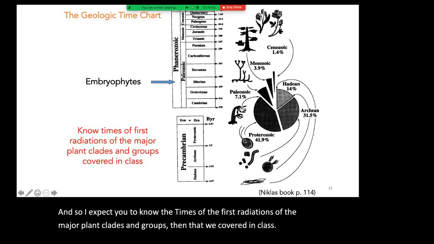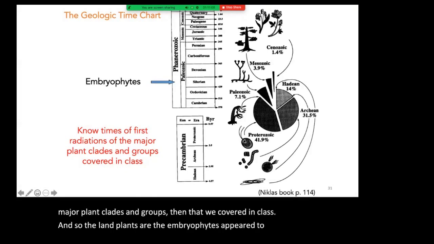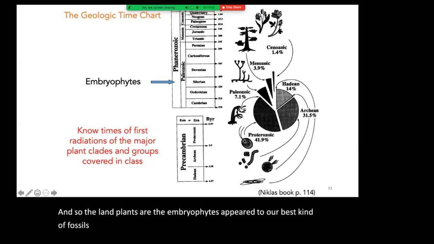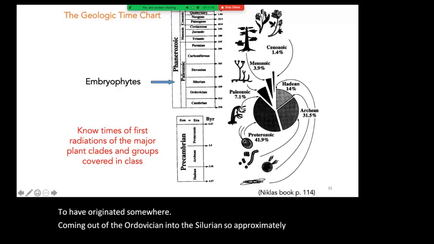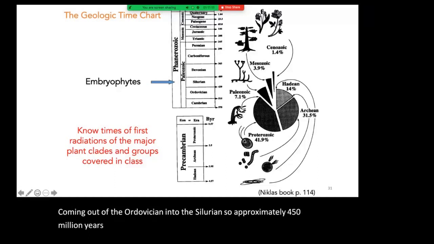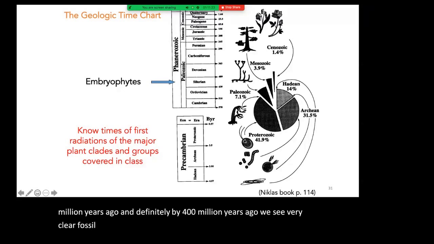And so the land plants, or the embryophytes, appear, according to our best fossils and our best molecular dating, to have originated somewhere coming out of the Ordovician into the Silurian. So approximately 450 million years ago, and definitely by 400 million years ago, we see very clear fossil record and molecular evidence for the evolution of the land plants.